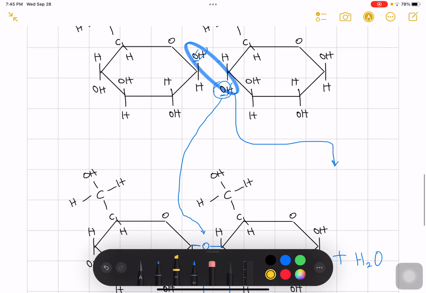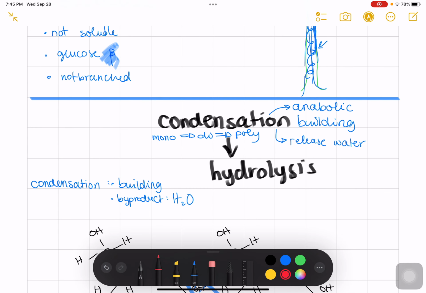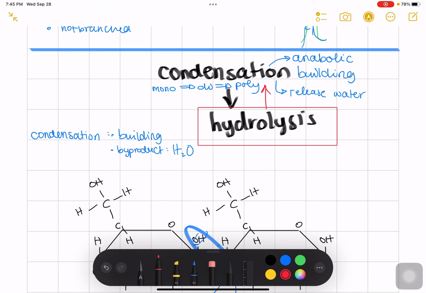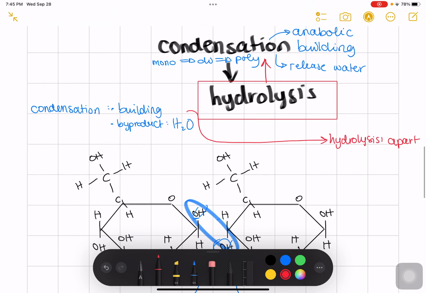Now, hydrolysis. What is hydrolysis? Hydrolysis is the opposite of condensation. So, we said that condensation releases water and builds two. So, what is the opposite of that? Hydrolysis, which breaks two things apart, and instead of releasing water, it absorbs water, and it's a type of catabolic reaction.